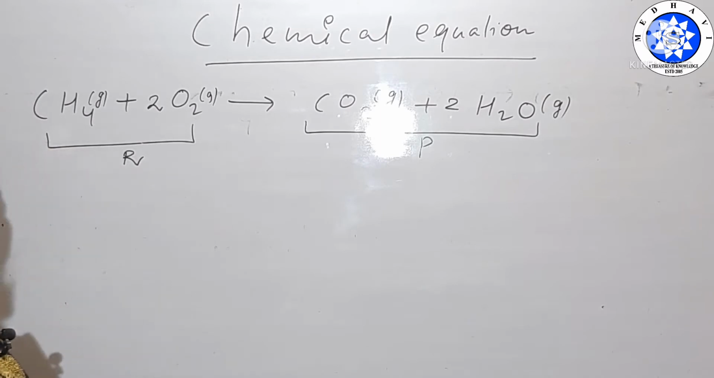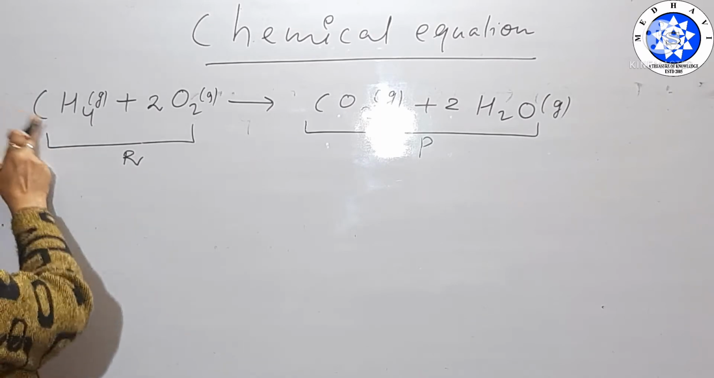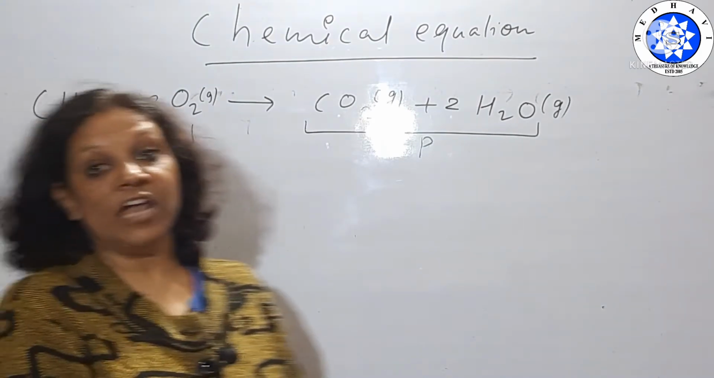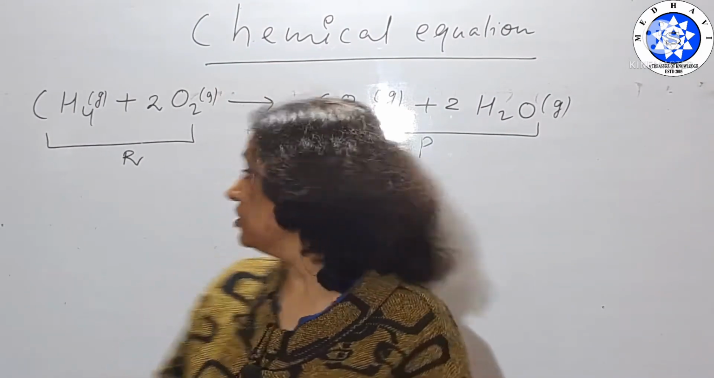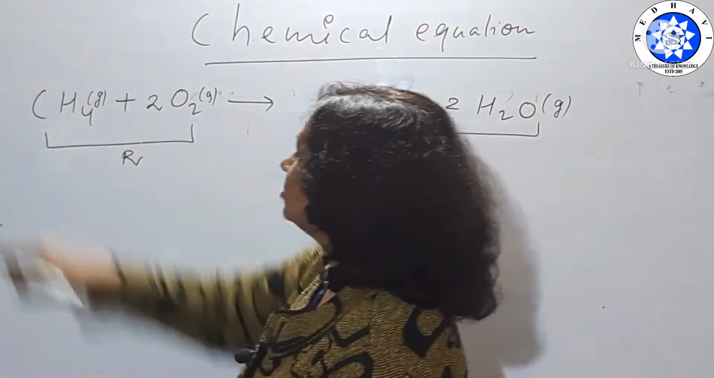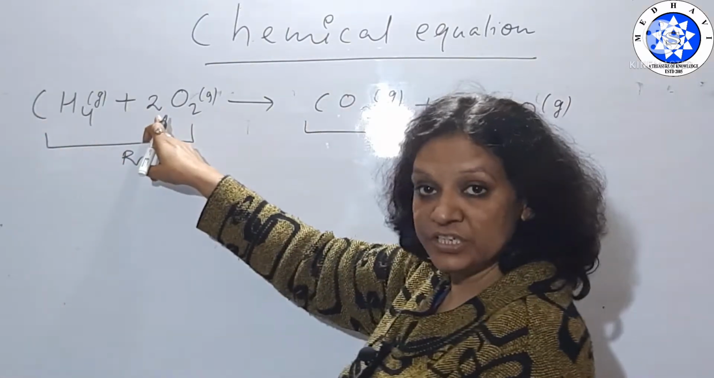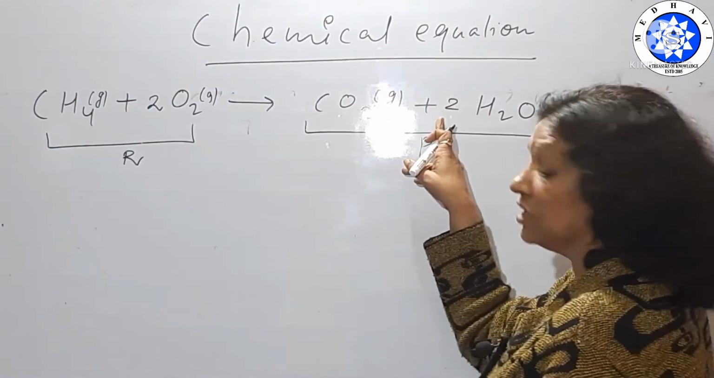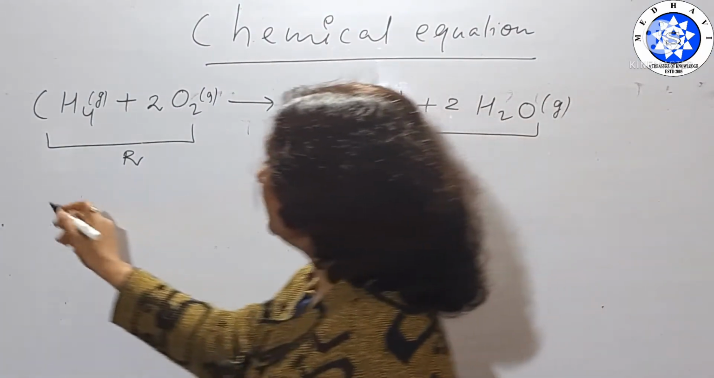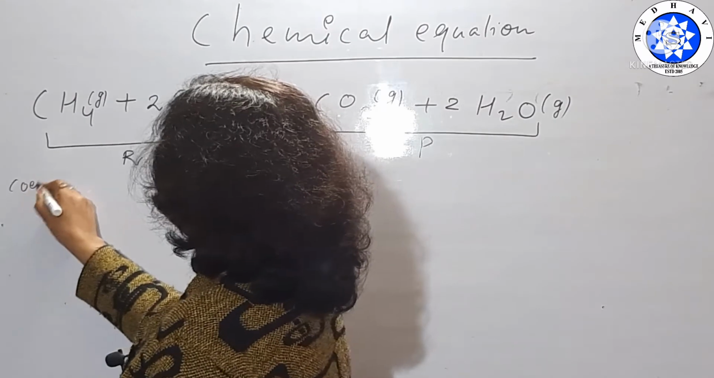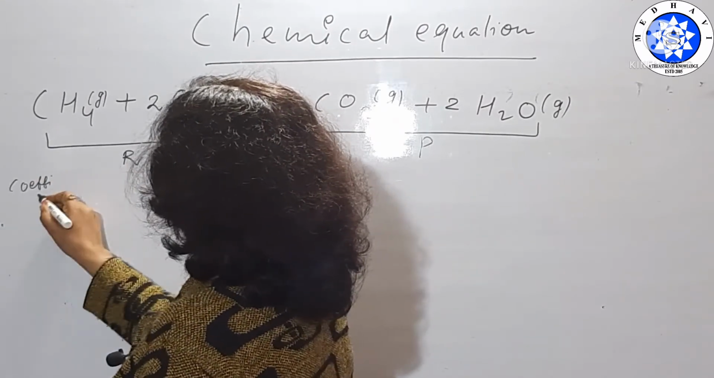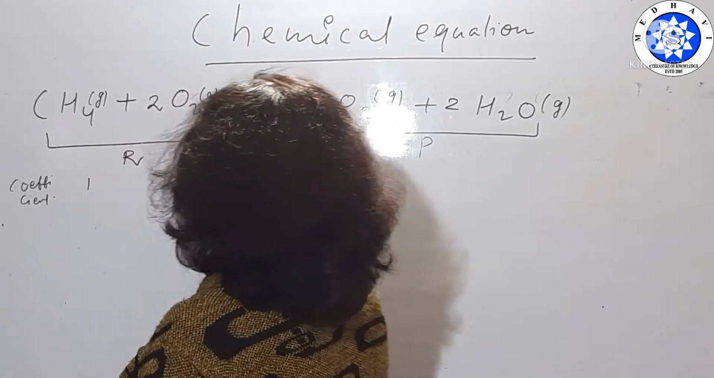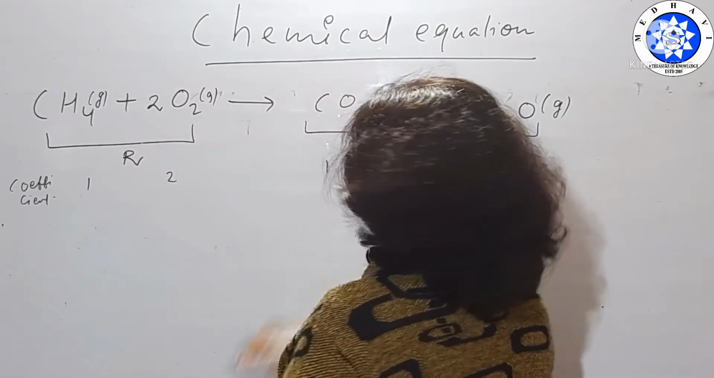What is the coefficient of methane? The number just before the formula is the coefficient. So here, the coefficient of methane is 1, the coefficient of oxygen is 2, the coefficient of carbon dioxide is 1, and the coefficient of water is also 2. This coefficient is very important, so first we need to focus on it. It is 1, 2, 1, 2.